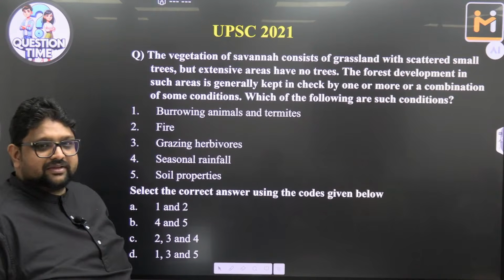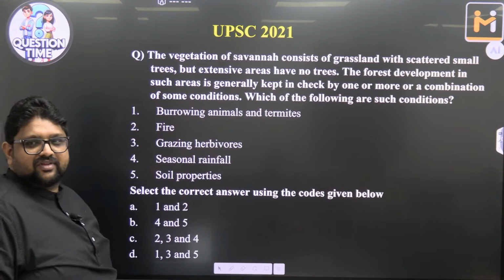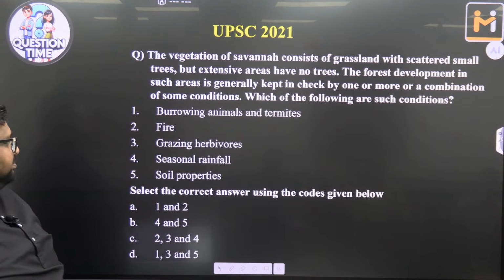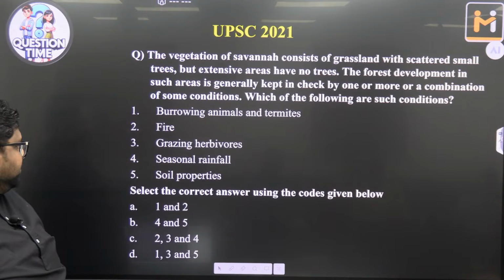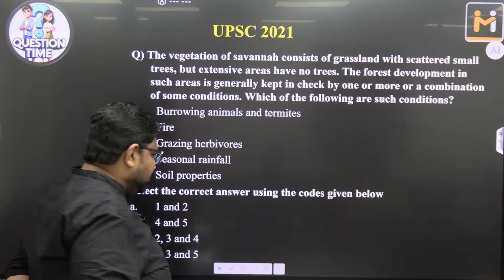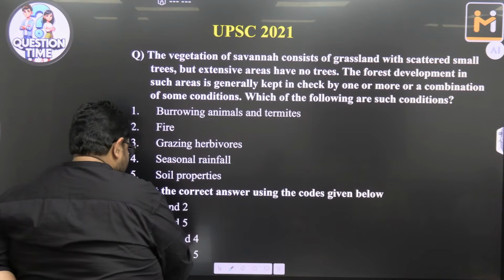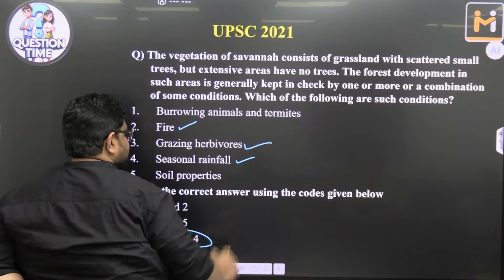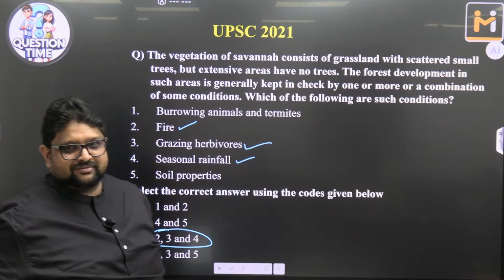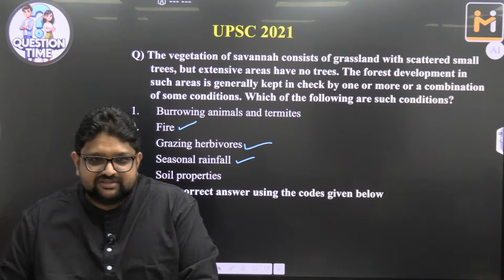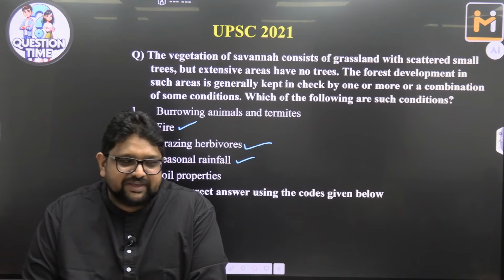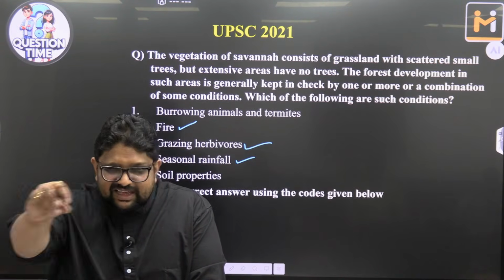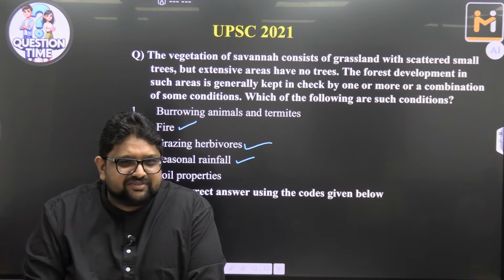Who says A? B? 4 and 5. C? Obviously it is fire and rainfall. That's it. So that's why grassland is a thing. But there are some trees there, why is that? Why can you find scattered trees?